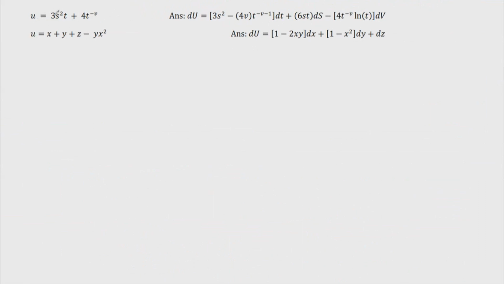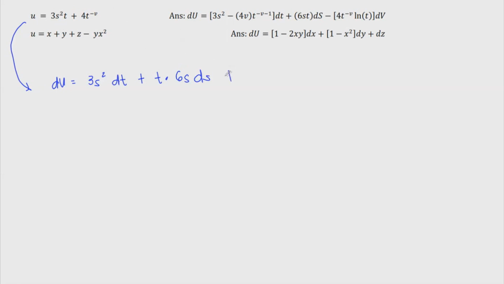So for the first one, we have u is equal to 3s squared t plus 4t raised to negative v. What I'll be doing first is I'll be solving this for the total differential using our midterm. So in that case, this one becomes du, because you have to just take the total differential of this one. So we have 3s squared, and that is actually product rule, so that's dt plus t times the derivative of 3s squared, so that's 6s, and then ds. Okay, so that is for our first term.